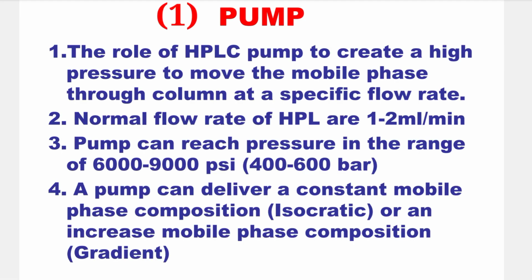The role of the HPLC pump is to create a high pressure to move the mobile phase through the column at a specific flow rate. Normal flow rates of HPLC are 1 to 2 ml per minute. The pump can reach pressure in a range of 6000 to 9000 psi, 400 to 600 bar. A pump can deliver a constant mobile phase composition or an increased mobile phase composition.